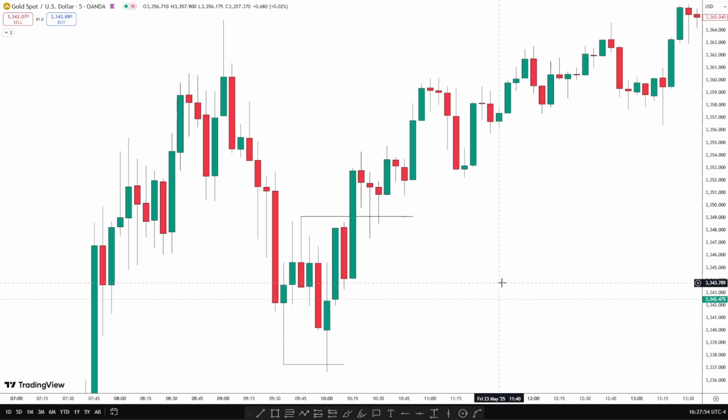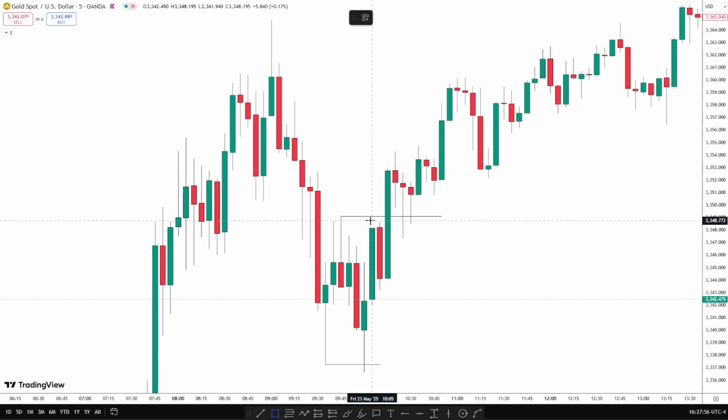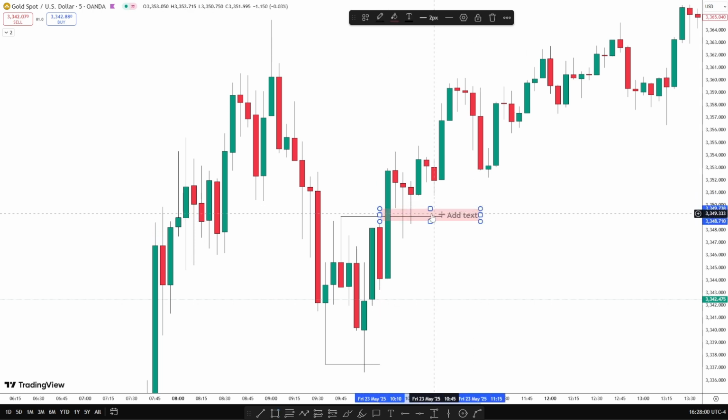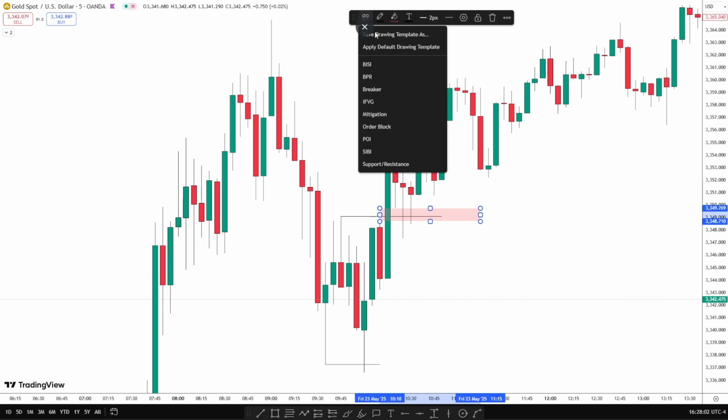Now what does this break of structure align with? It aligns with a bullish fair value gap from this high to this low right here. That's going to be our bullish fair value gap.